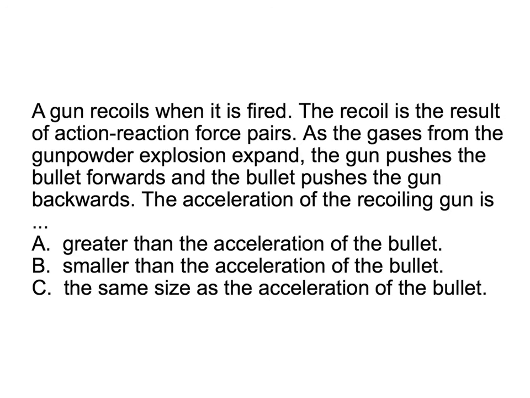So let's take this a little bit further and figure out some more of these. A gun recoils when it is fired. The recoil is the result of action-reaction force pairs. As the gases from the gunpowder explode and expand, the gun pushes the bullet forward, and the bullet pushes the gun backwards. The acceleration of the recoiling gun is A, greater than the acceleration of the bullet, B, smaller than the acceleration of the bullet, or C, the same size as the acceleration of the bullet.